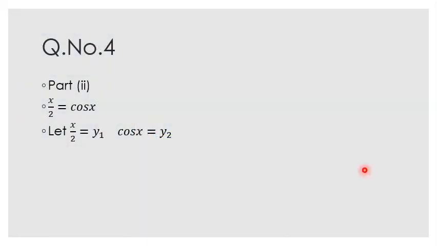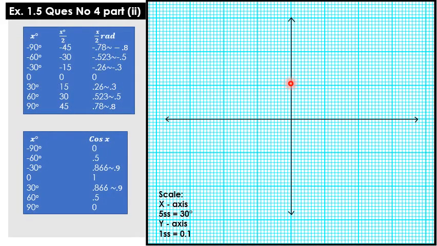Let's get to our next question. Question number 4, part 2. We have to solve graphically x by 2 is equal to cos x. Let x by 2 equal y1 and cos x equal y2. Let's start making our table. This is going to be our x and this will serve as y1. This will be our x and this will be y2.